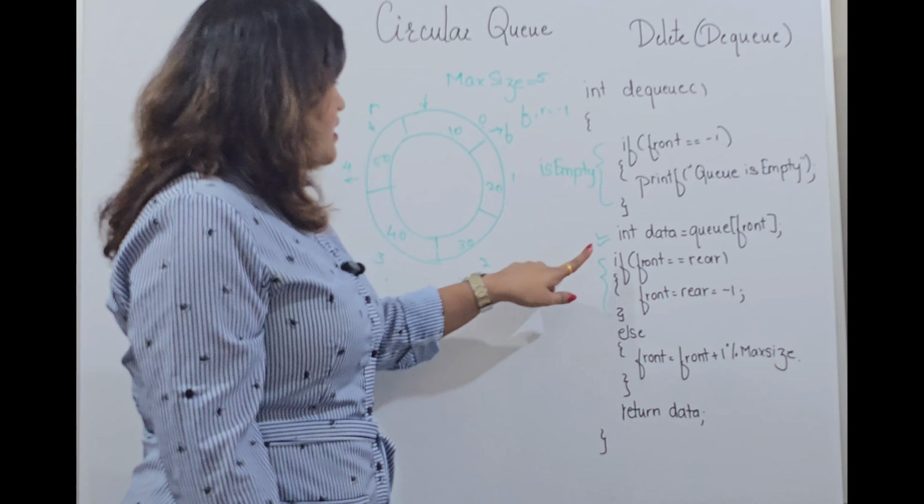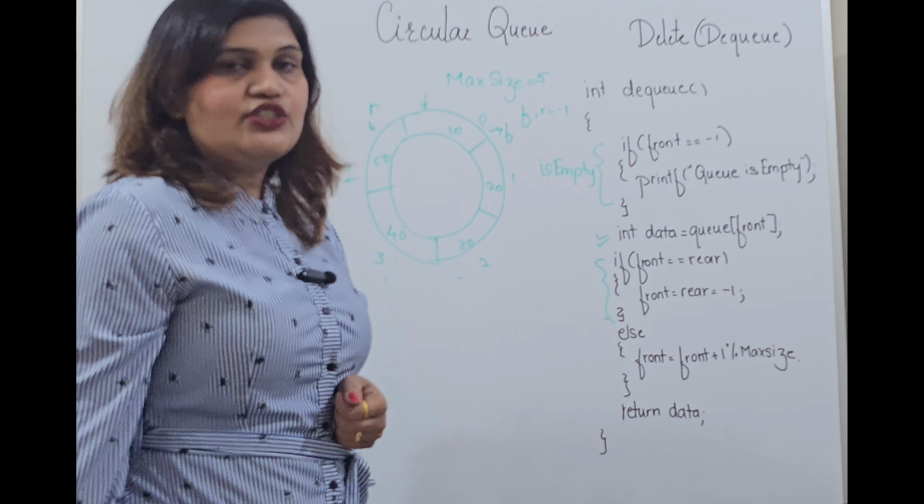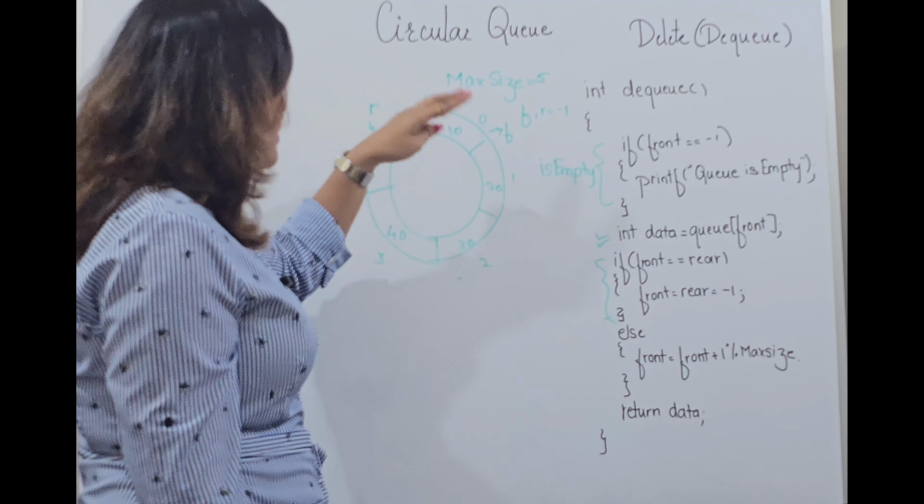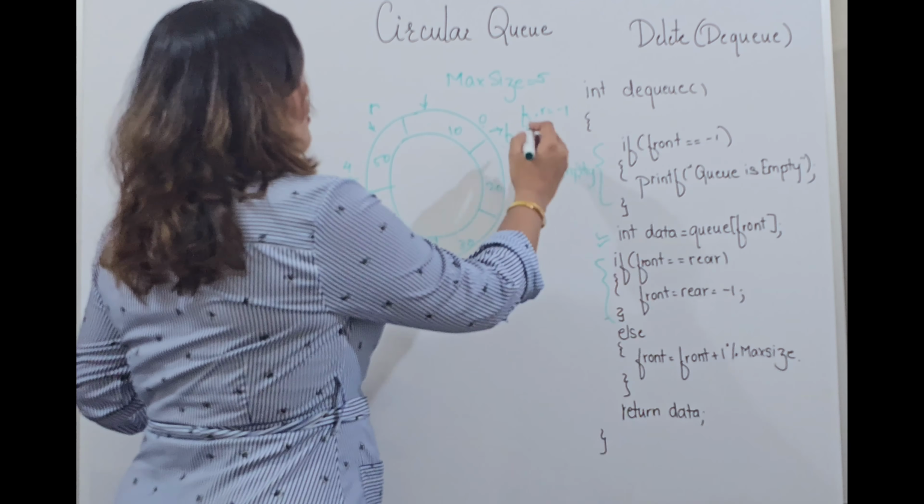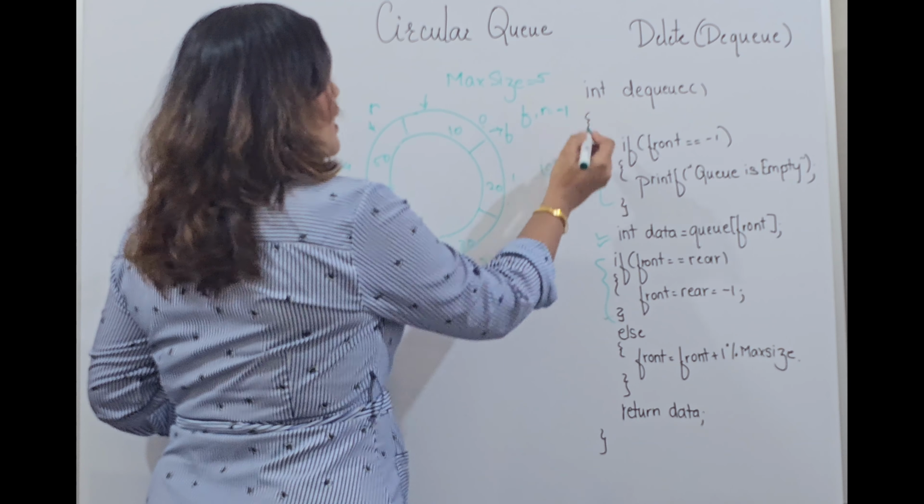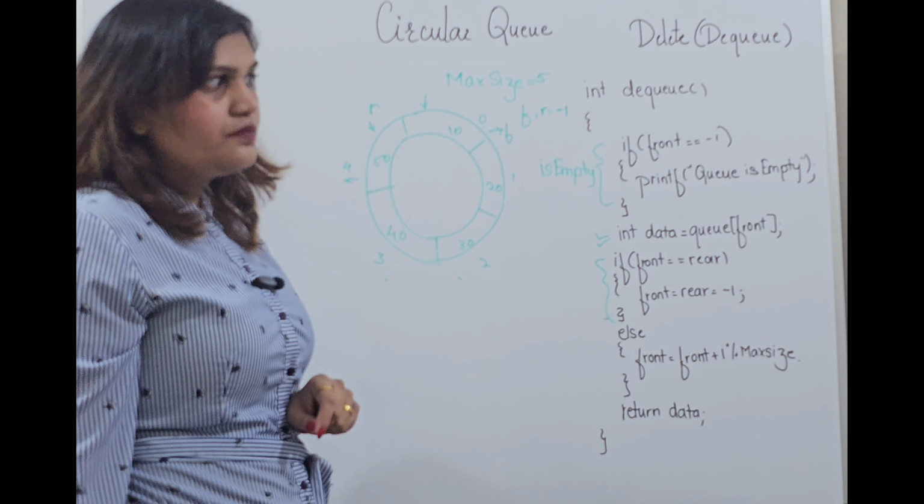After that, let's try to understand this line of code now. In this if condition, what are we doing? If front is equal to rear, put them at -1. So that means there are no elements inside my queue. If my front and rear are pointing at the same place, I'm going to put my front and rear as -1. That means there are no elements inside my queue.